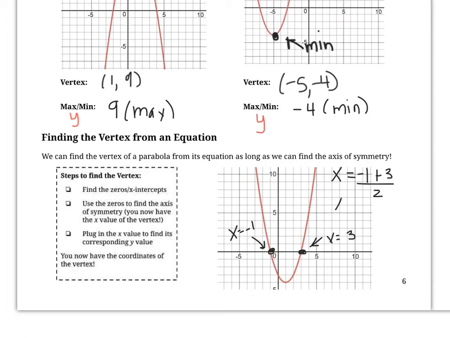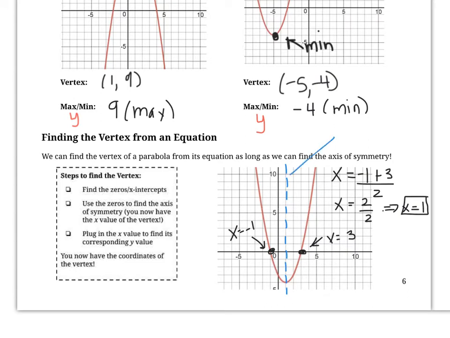So we can see that the answer is probably going to be 1. 1 looks like it's in the middle, but let's check. -1 plus 3 is going to be 2. Divided by 2, it's going to be 1. So x is equal to 1 is what is in the middle, okay? If I were to quickly draw the line x is equal to 1, this is called the axis of symmetry.